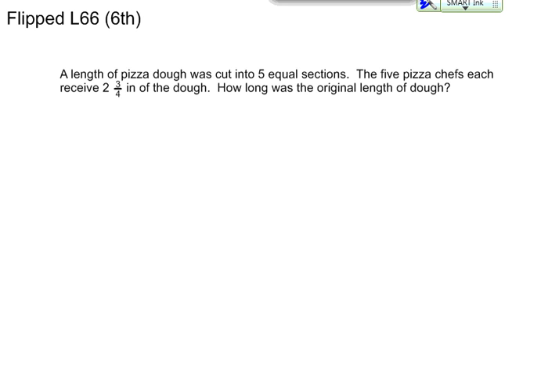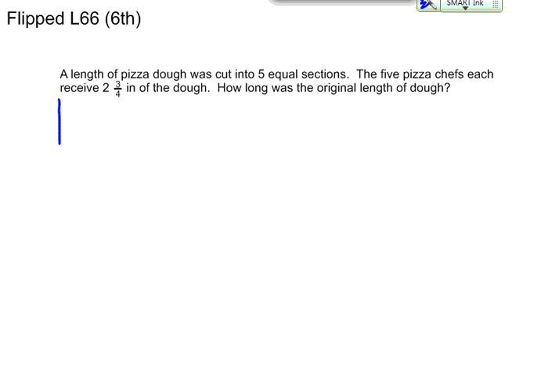It says a length of pizza dough was cut into 5 equal sections. All right, so we have this big roll of pizza dough. We cut it up into 5 sections. The 5 pizza chefs each received 2 3/4 of an inch of the dough. How long was the original length of dough?